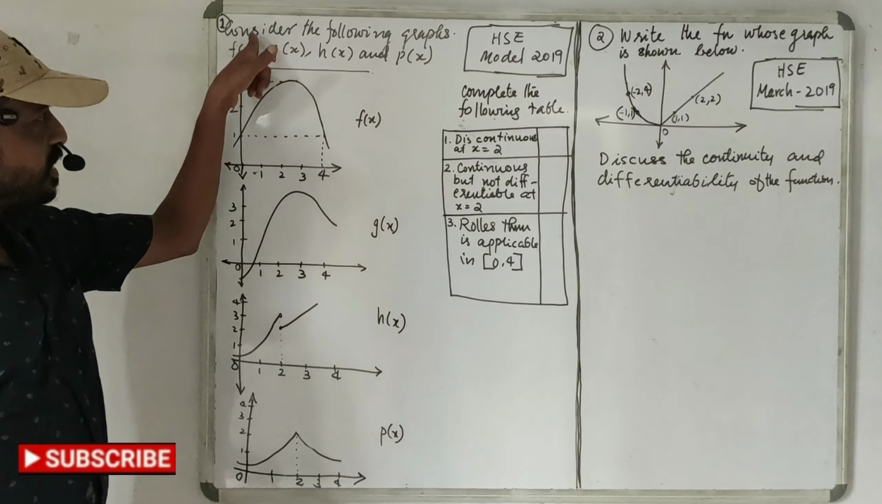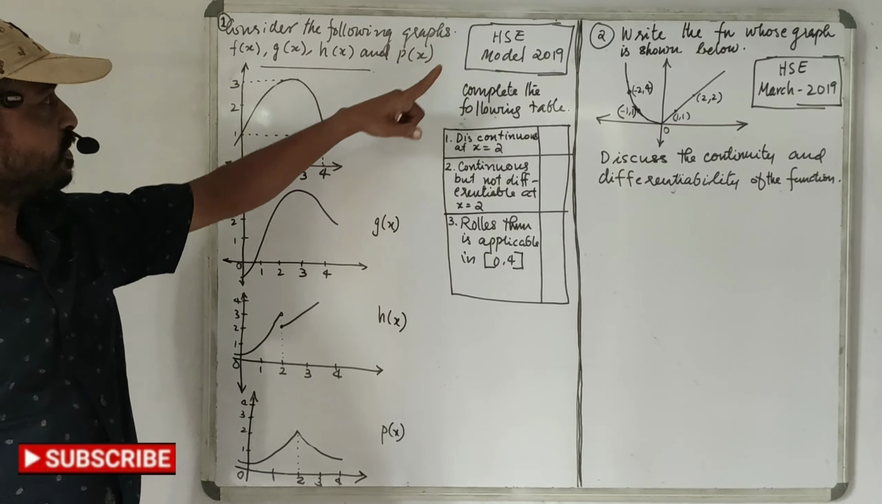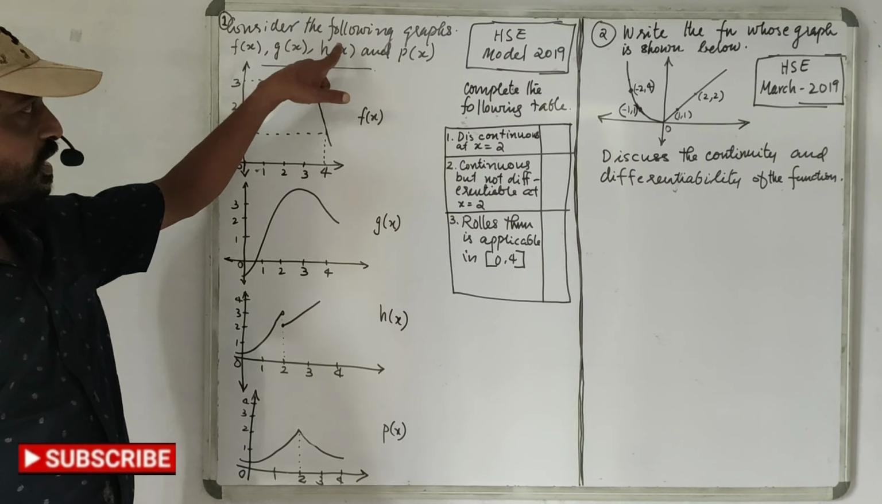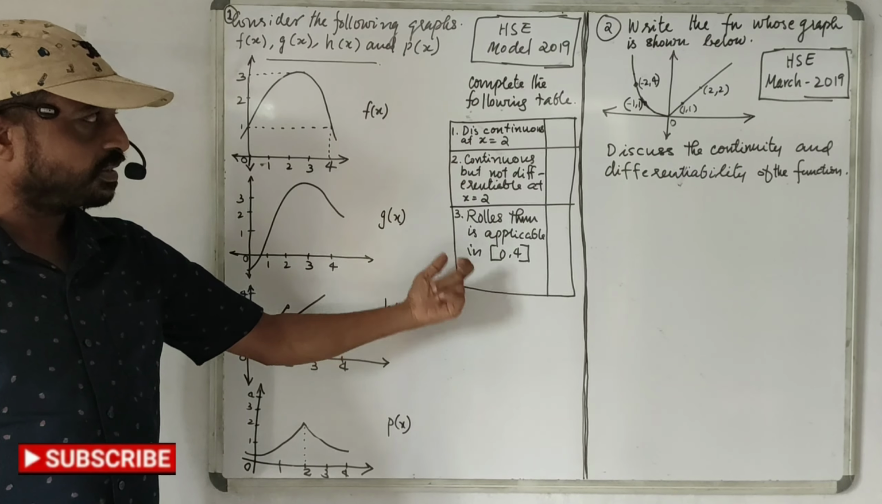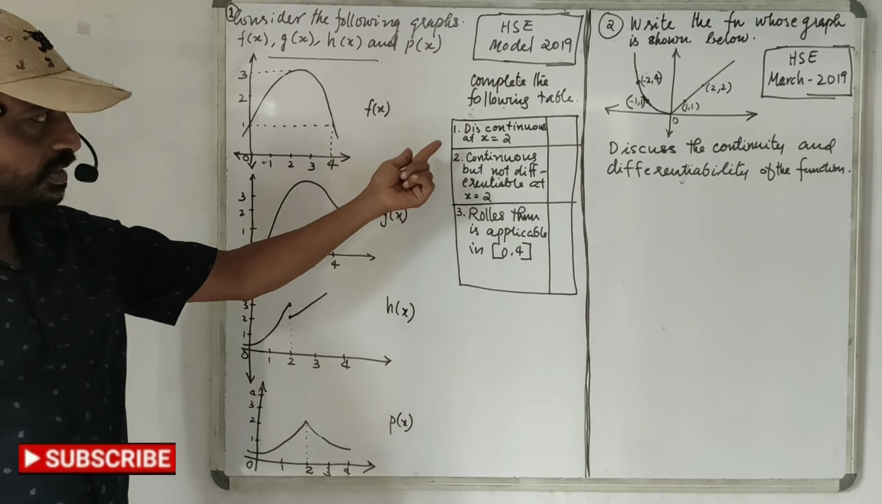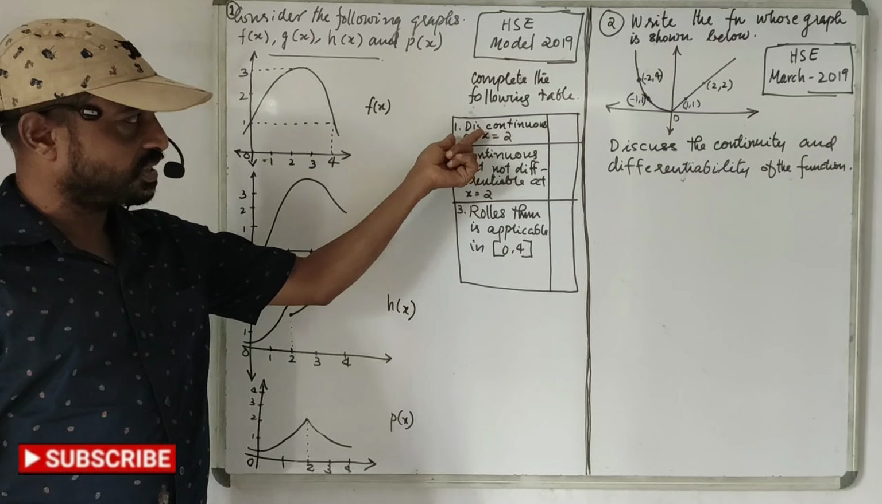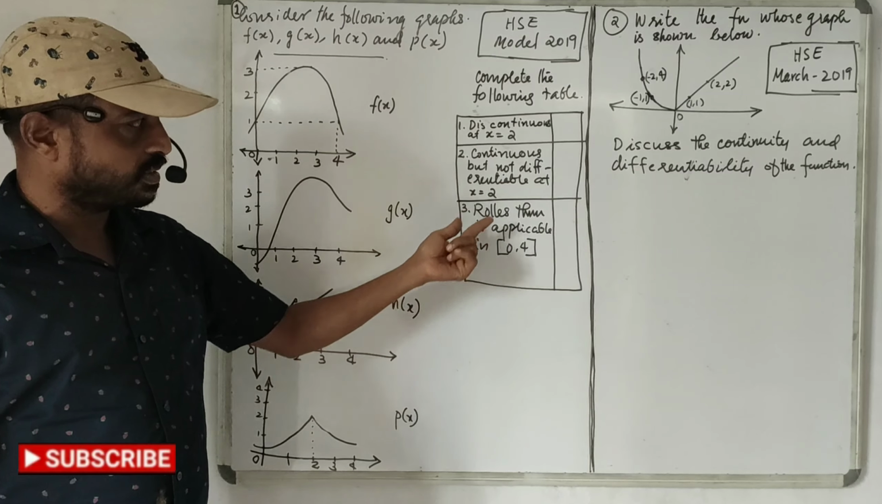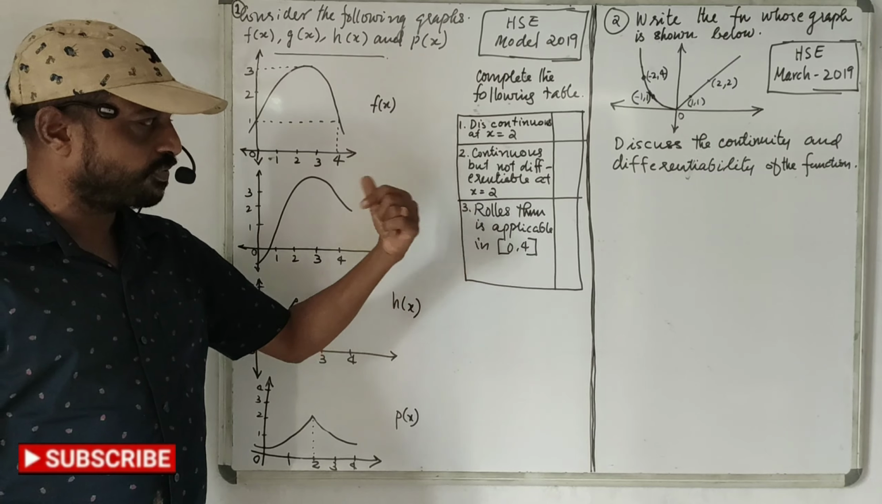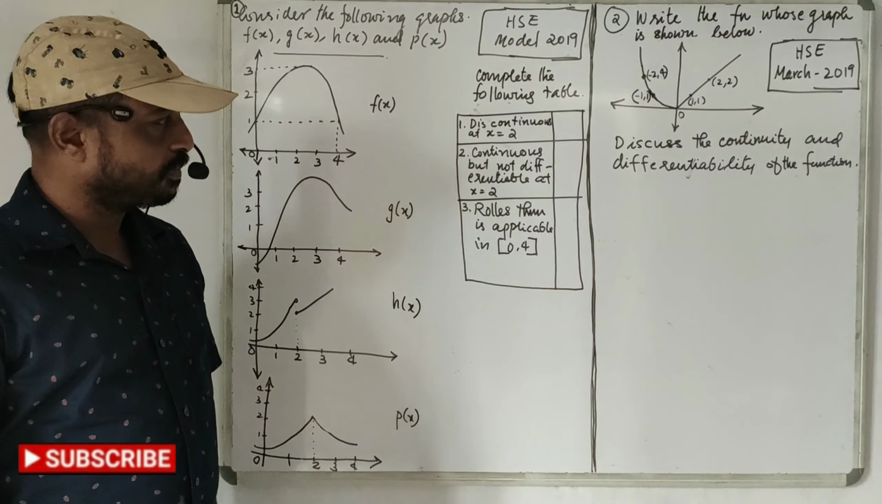Now let us go directly to your board examination questions, which are based on graphs. The first question is: consider the following graphs f of x, g of x, h of x, and p of x, and you are required to complete this table. The table is: the function is discontinuous at x equal to, continuous but not differentiable at x equal to, and the applicability of Rolle's theorem is the third part.